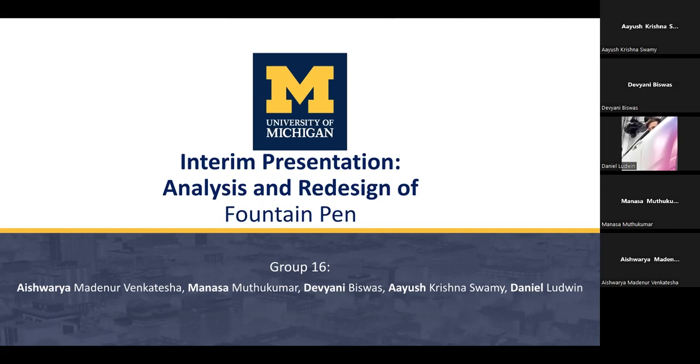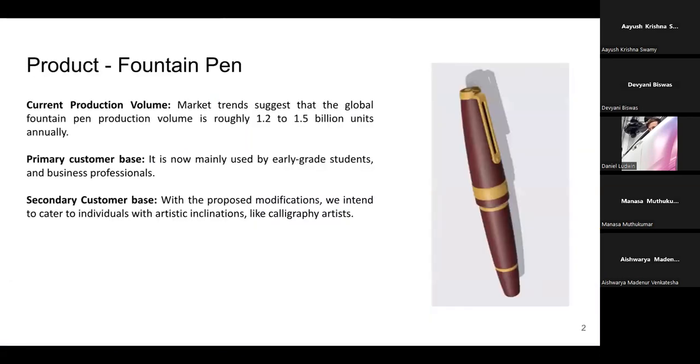Hi everyone, we are here to present the interim presentation for the analysis and redesign of the fountain pen. The product that we chose, the fountain pen, the CAD for the product is on the right. With current production volume of up to 1.5 billion units, we are primarily targeting the customer base as the early grade students and business professionals. And the change that we are proposing is a retracting nib mechanism.